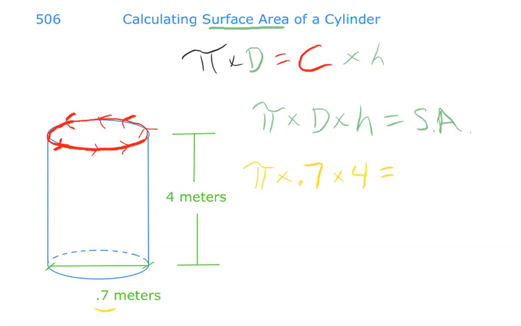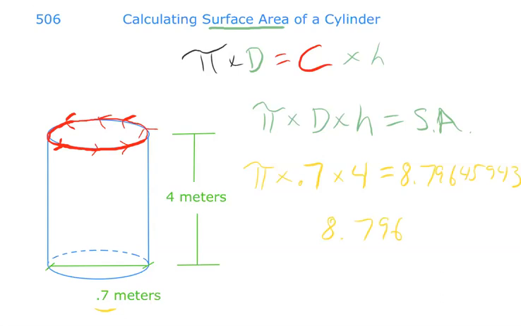All right. Well, that's pretty good. That's easy. Let's go ahead and use the calculator. 0.7 times 4, and we get 8.7964593. That's it. That's the surface area. I don't know what else to tell you. You could round. 8.796. That's the answer. Okay.